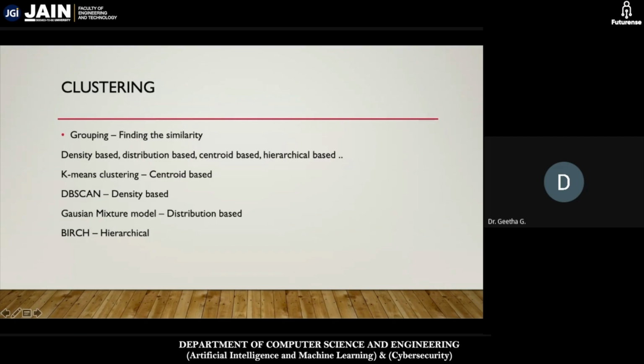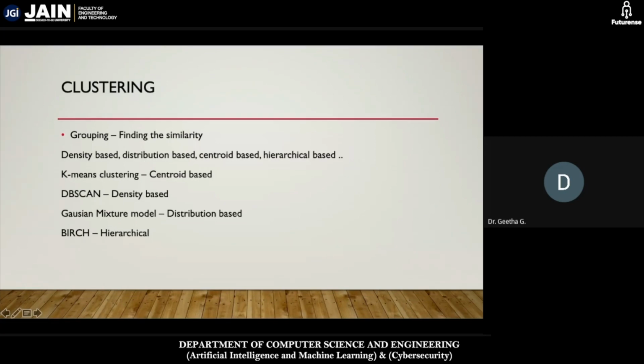Okay, let me give you an example of a clustering problem. You want to do some pattern recognition task. You want to analyze the pattern that is available in the social network. You want to do some market research. So in all these cases, you can resort to a clustering problem.